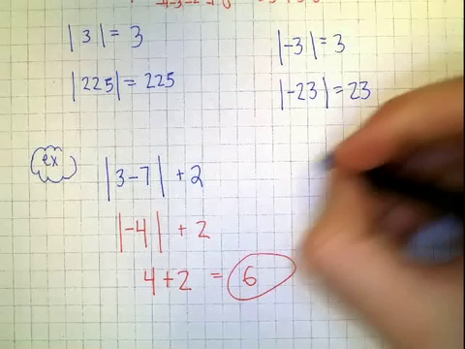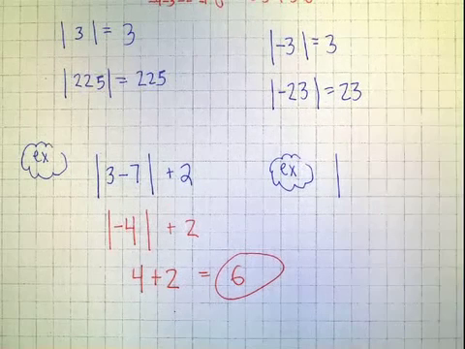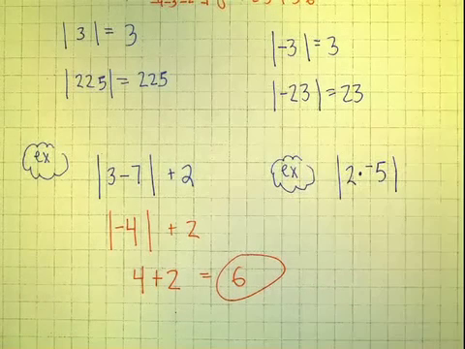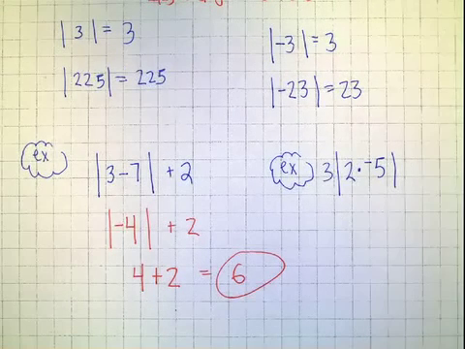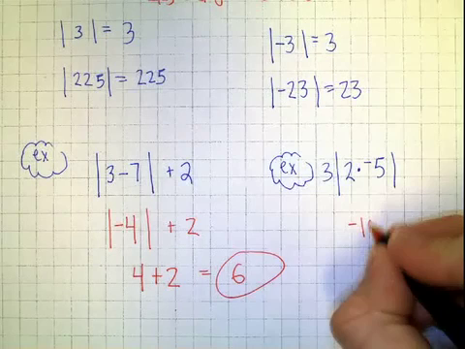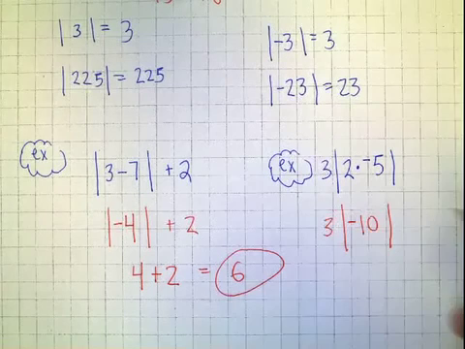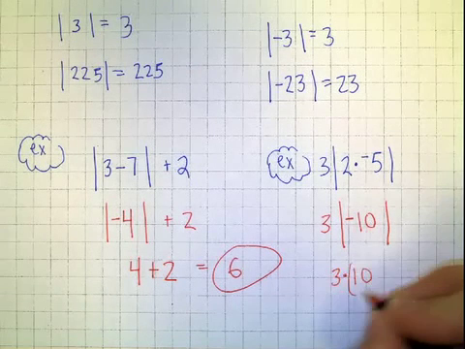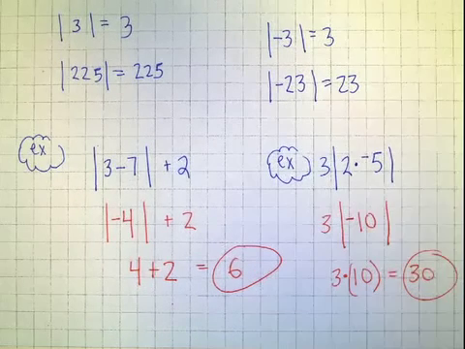Here's another example. Say I gave you the absolute value of 2 times -5, and then out in front of the absolute value I had a 3. So it looked like this. The first thing you do is the inside. So start with 2 times -5. What's 2 times -5? -10. So I have the absolute value of -10, and then I have a times 3 out in front. The absolute value of -10 is 10. It's 10 steps away from 0. So really this is just 3 times 10. You can use a parenthesis or a dot or both. And 3 times 10 is 30. So my answer is 30.